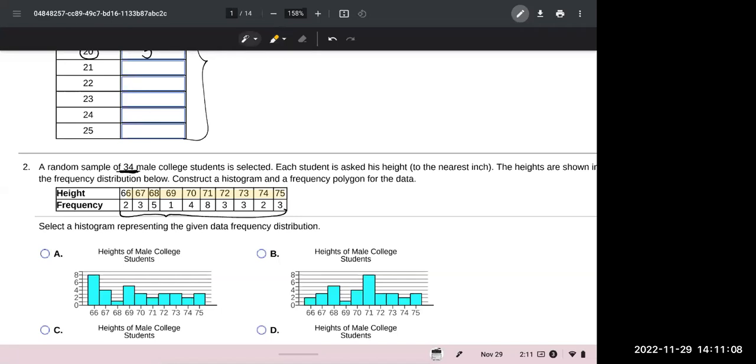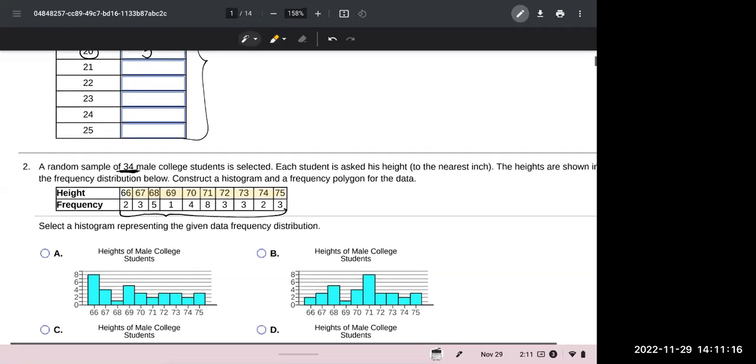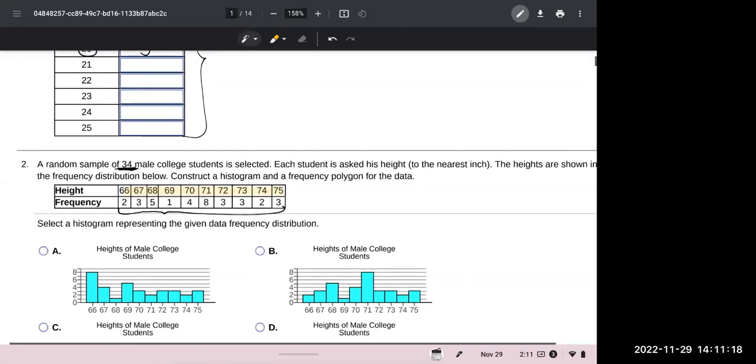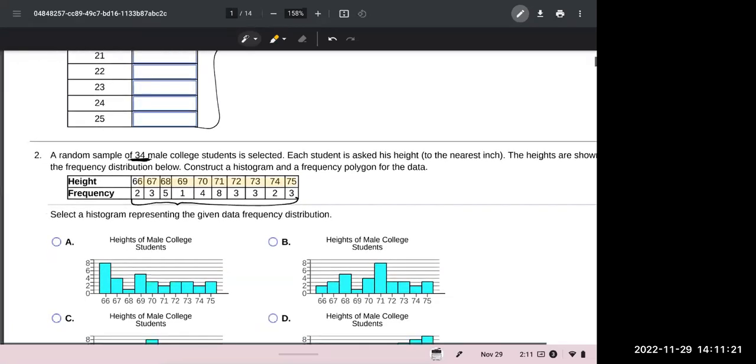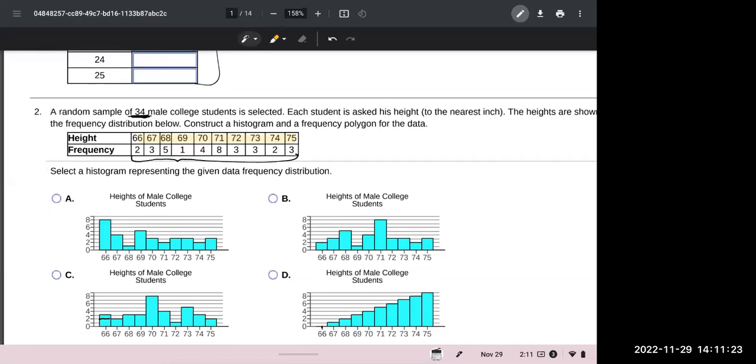So we have a random sample of 34 male college students is selected. Each student is asked his height to the nearest inch, and the heights are shown in the frequency distribution table. We have height right here, that's going to be our x values, and frequency. So that means we have height 66, so 66 inches, and the frequency is 2, which means we have 2 students with the height of 66.